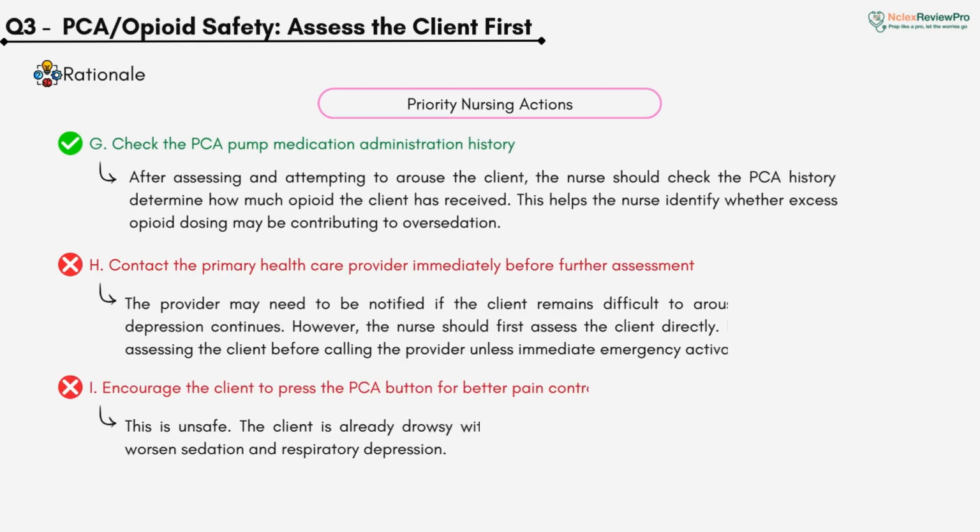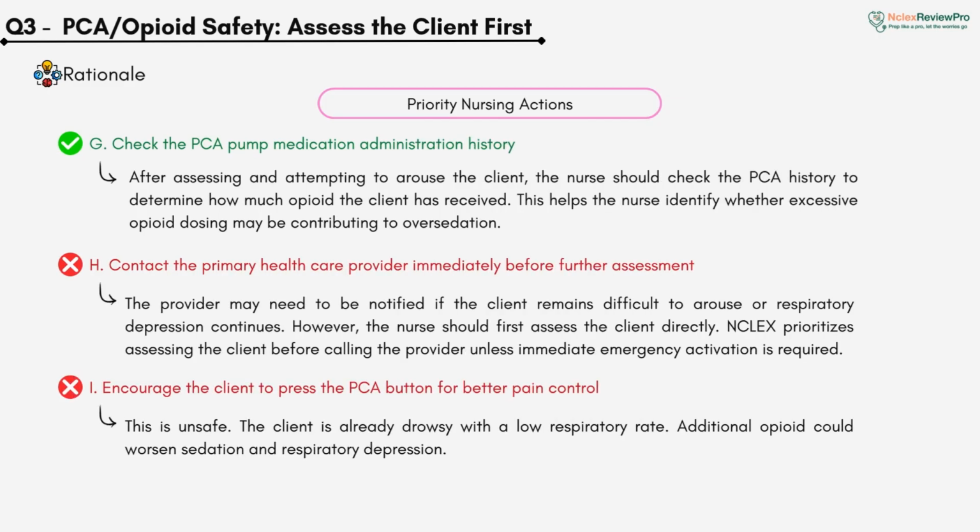Option G, check the PCA pump medication administration history. This is correct. After assessing and attempting to arouse the client, the nurse should check the PCA history to determine how much opioid the client has received. This helps identify whether excessive opioid dosing may be contributing to oversedation.